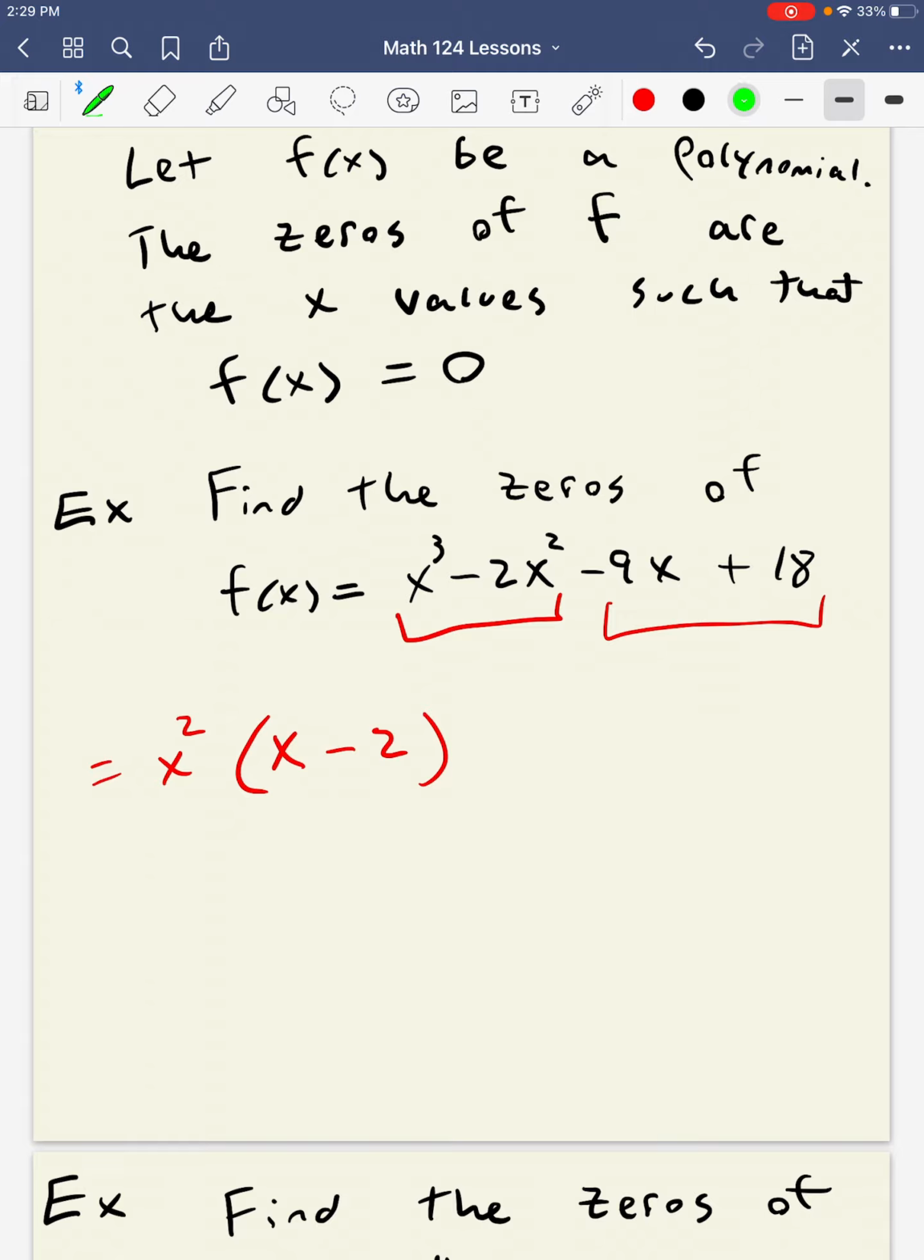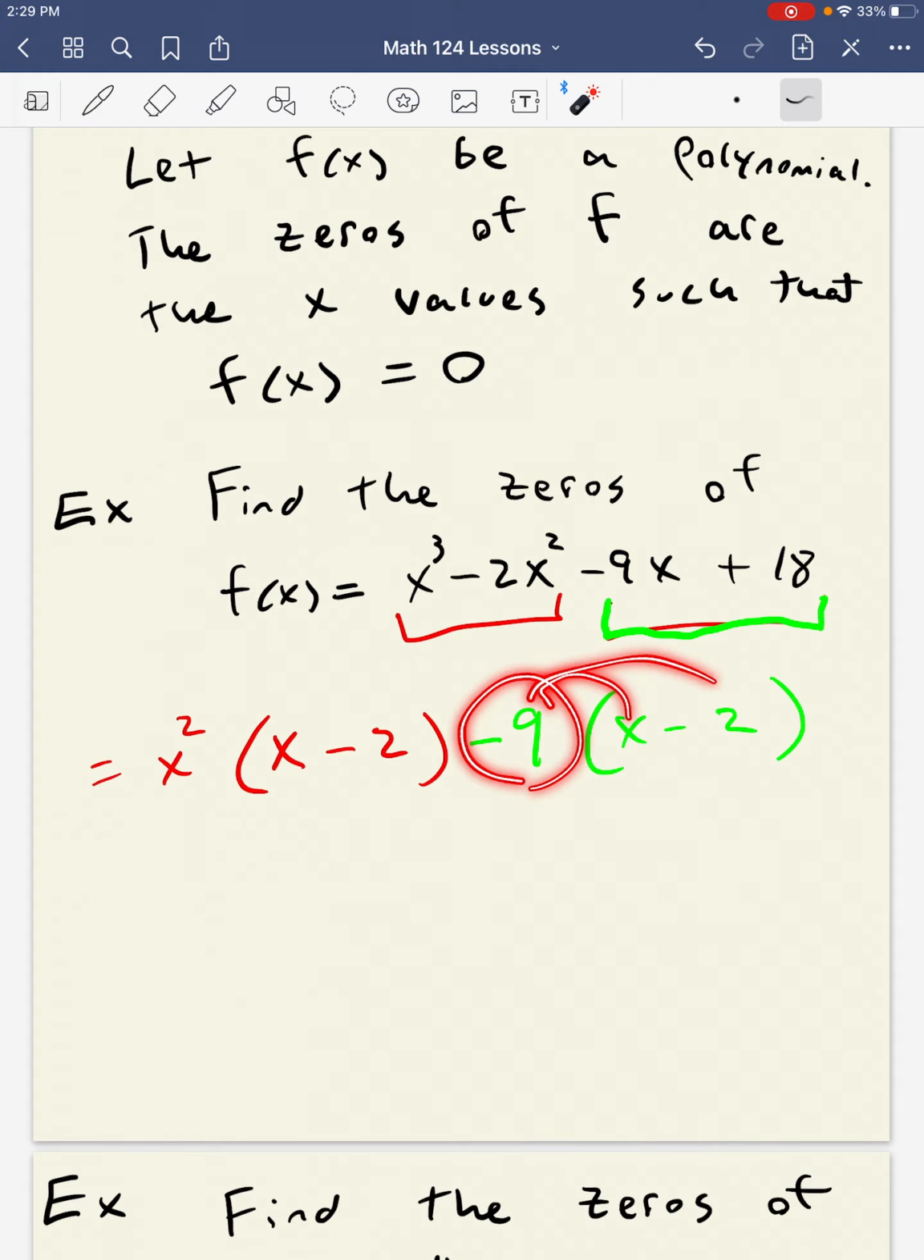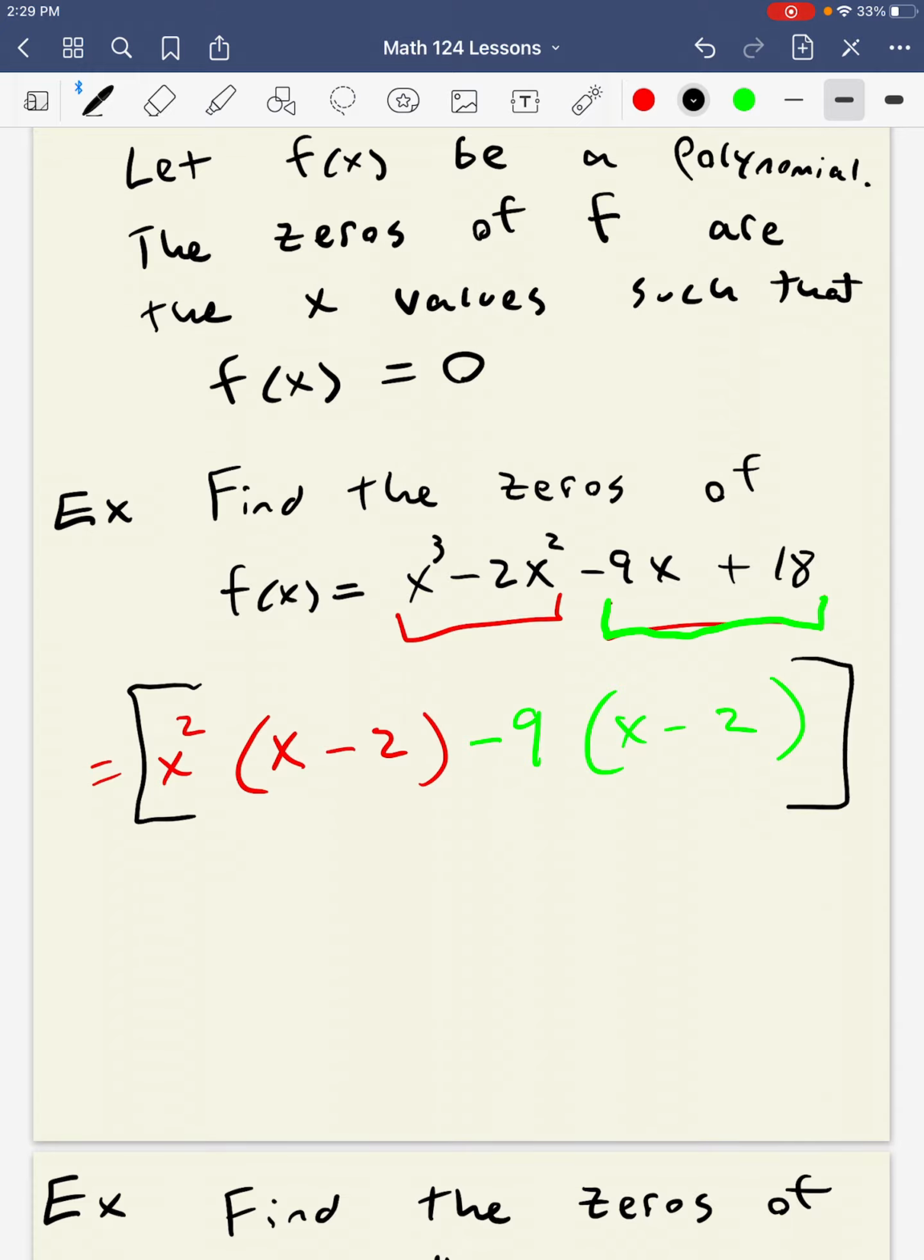Now let's think of this other group. I'll do the other group in green. They both have a common factor, a 9, so I could pull out the 9. I'll pull out a negative 9, and I'm left with x minus 2. And if it helps, you could multiply the negative 9 back and you'd end up where we started. So why did I do that? Well, now let's think about the whole thing.